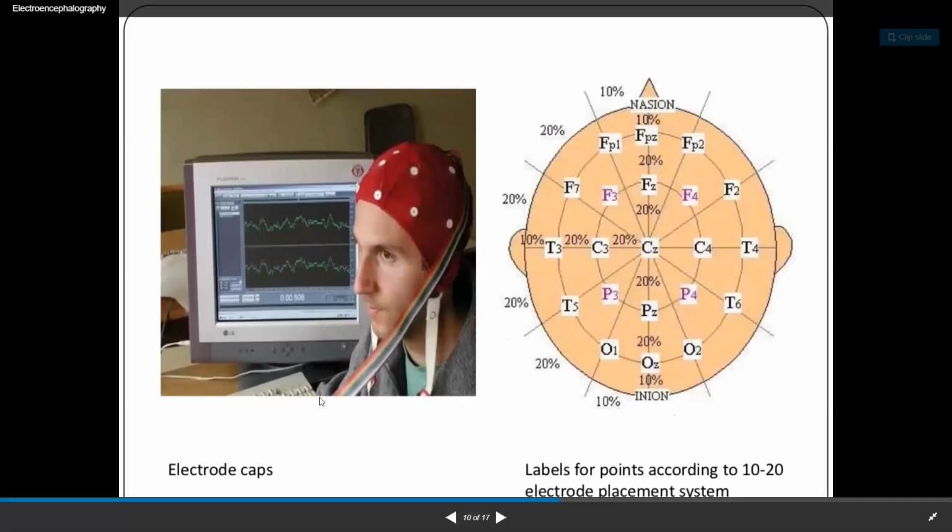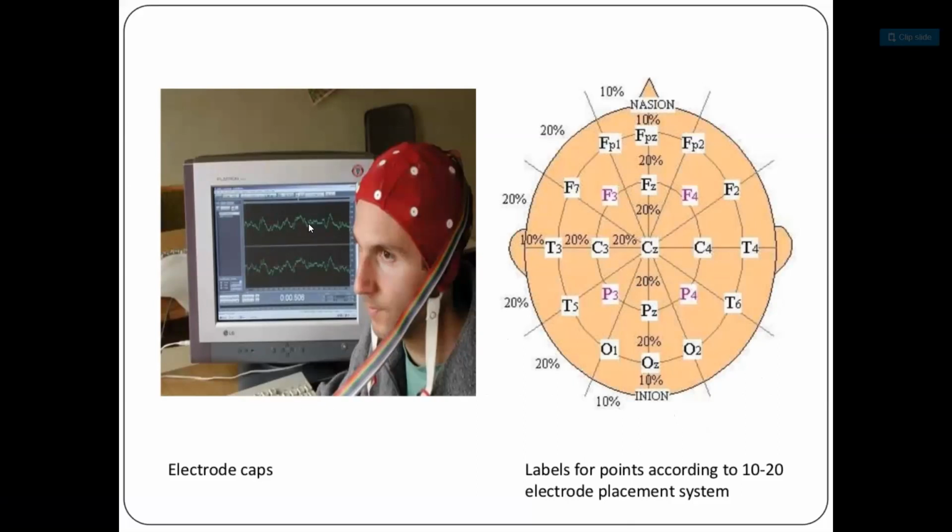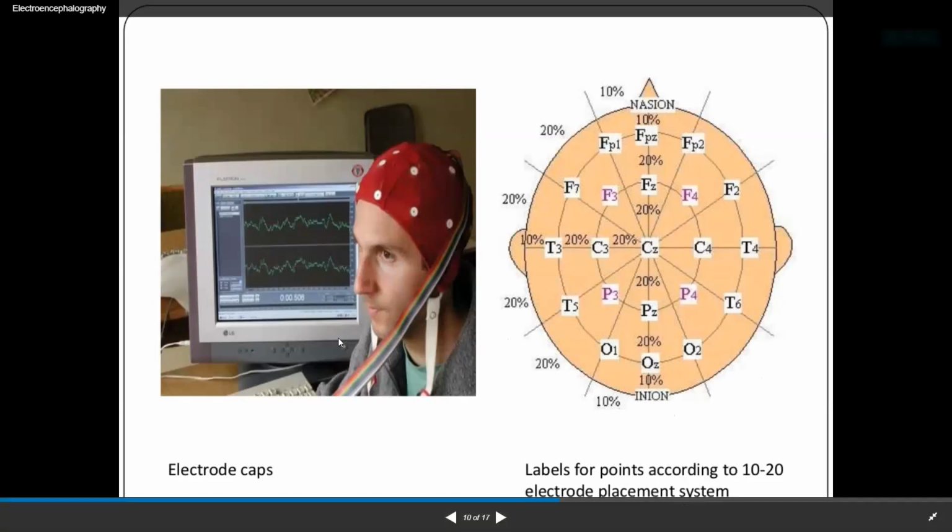These electrodes are connected and you can see the brain signals on the computer. There's software involved in it. Here we have the international 10 to 20. So you have the Cz, C3, C4, that is for central. Then you have F3, F4, Fp1, Fp2, these are the frontal, T3 for temporal, P3, P4, and all of this parietal.